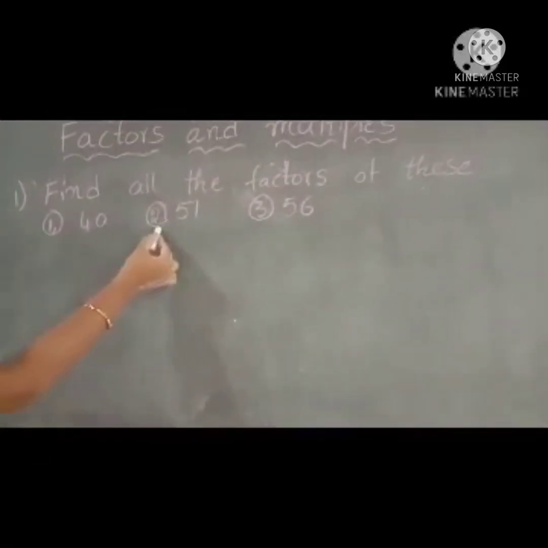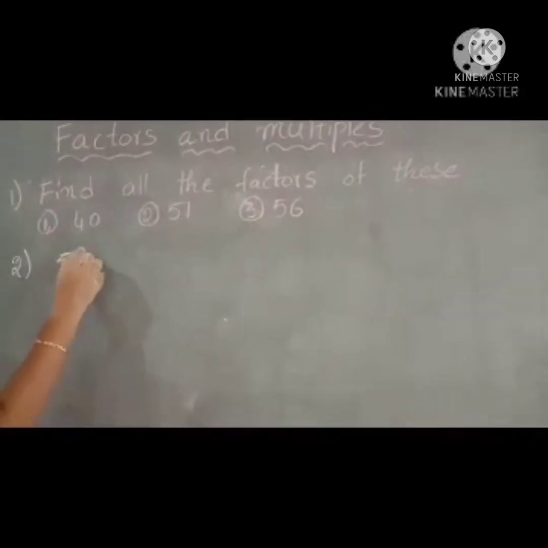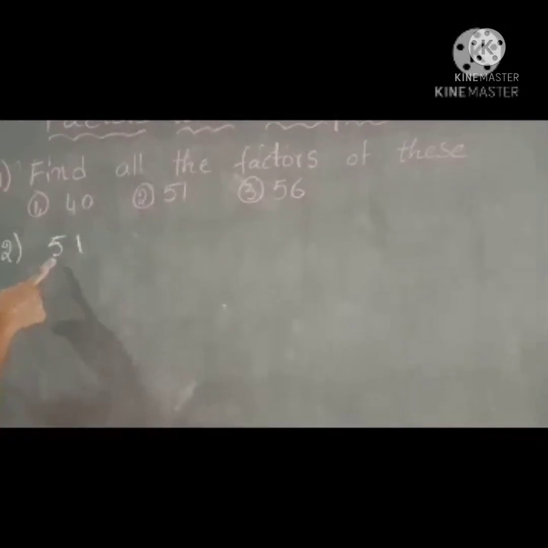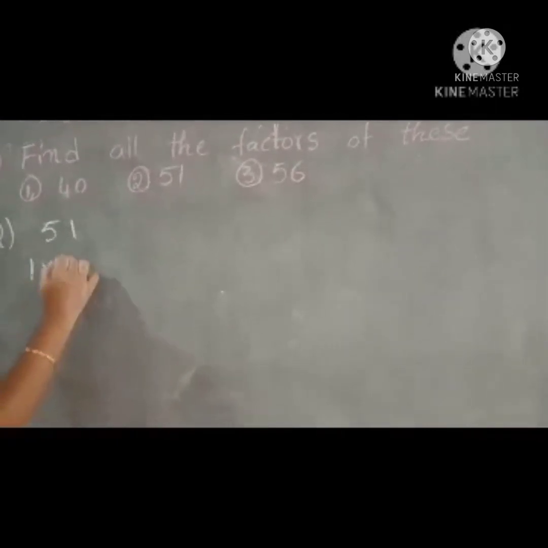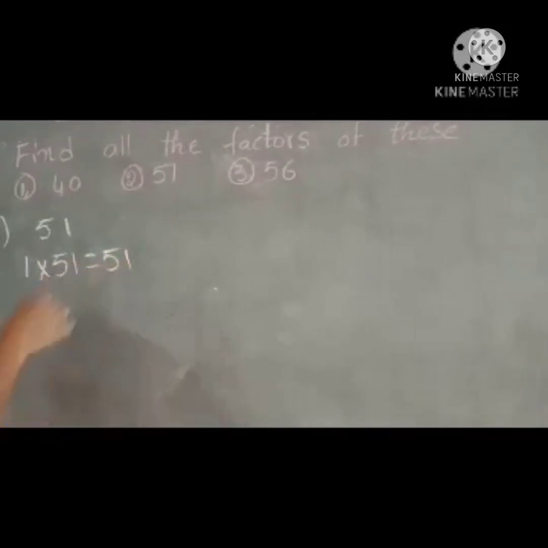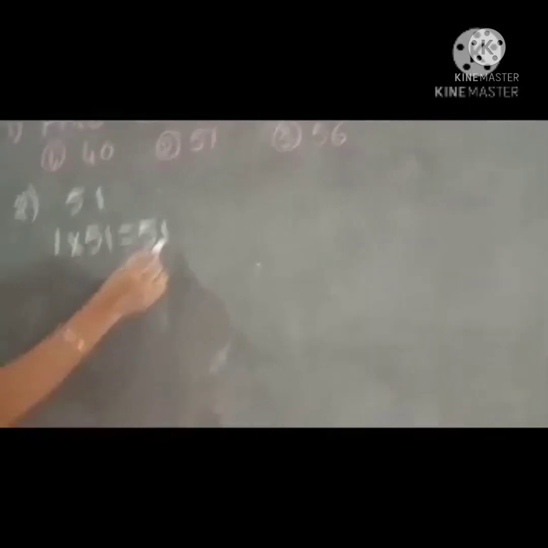And next, what is the second one? 51. Here we have to find out the factors of 51. In 1 table, 51 is divisible by 51 times only. It is a common number. 1 into 51 is equals to 51.